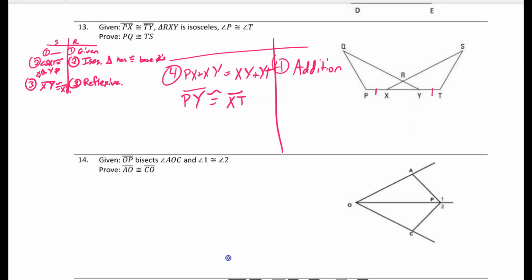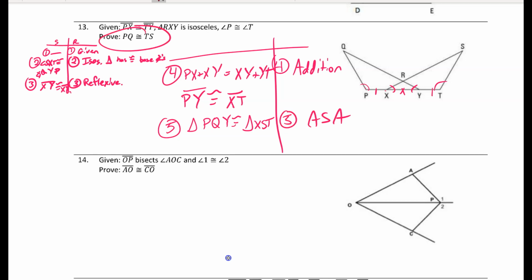Alright, well I've got now a side, an angle. I still need another piece though. But they did give me something I didn't mark in my givens, that angle P is the same as angle T. So I actually do have enough to say angle, side, angle for these 2 triangles. So again, the 2 triangles are congruent. Triangle PQY is congruent to triangle XST by angle, side, angle.